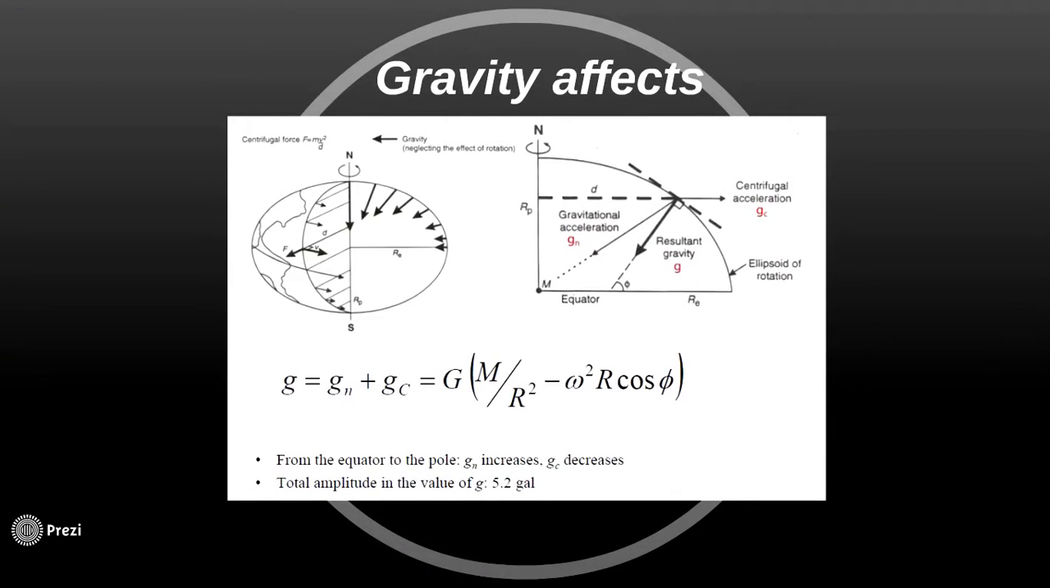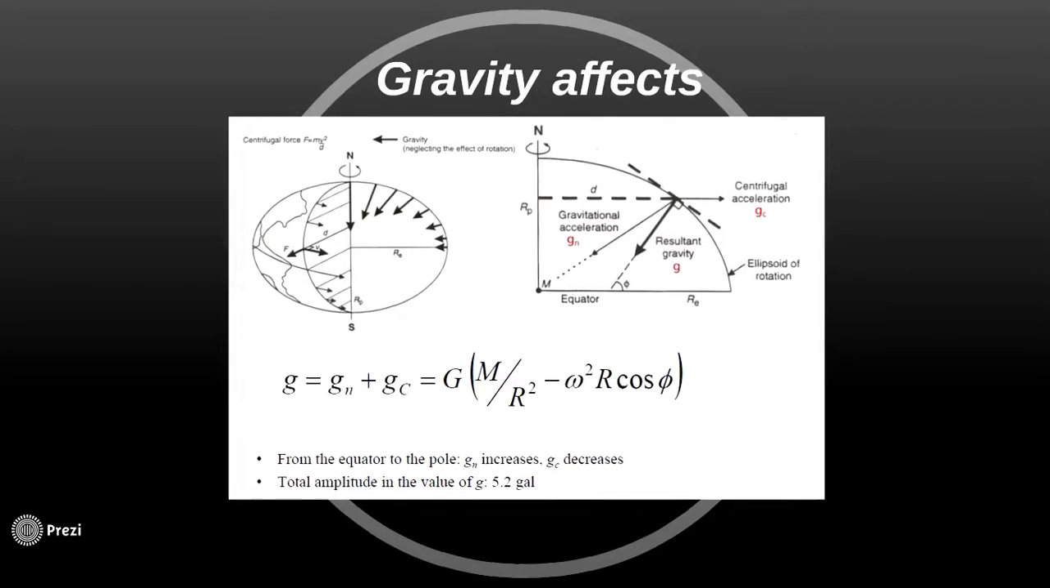On this slide we can see the formula which can help us to define the precise value of gravity. It depends on the displacement in the latitude and longitude direction. And for additional information, gravity at the poles exceeds gravity at the equator by 52,000 gravity units.